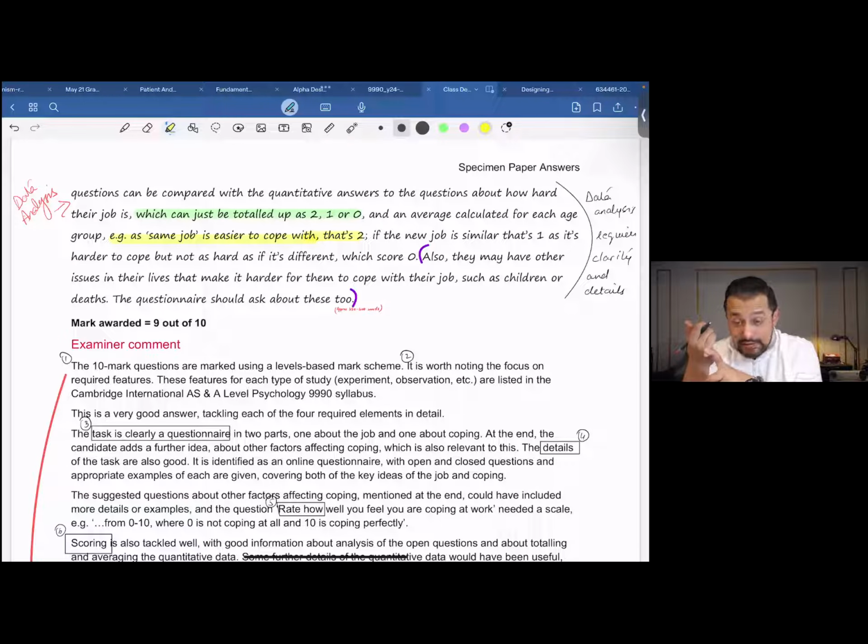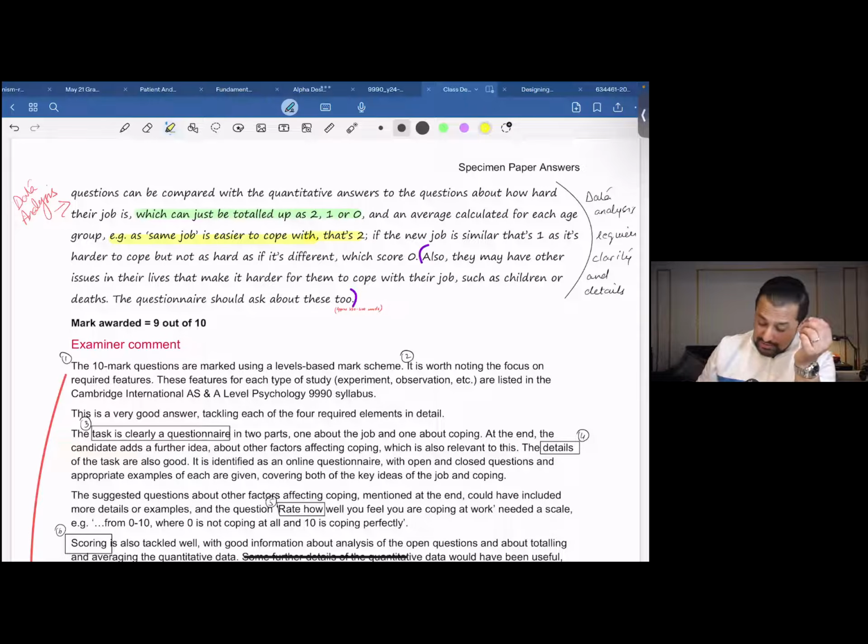Do you see the detail in terms of how this data is being analyzed? You're very clearly showing the examiner that you know your business. You're showing the examiner what you actually meant when it came to data analysis. You collected quantitative data, you collected qualitative data, and then you spoke about how you would score them, right?